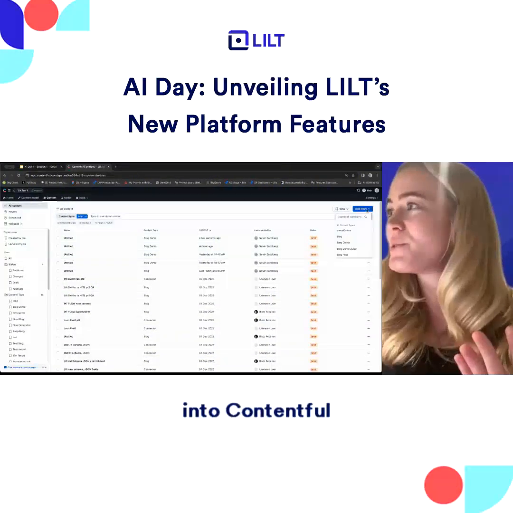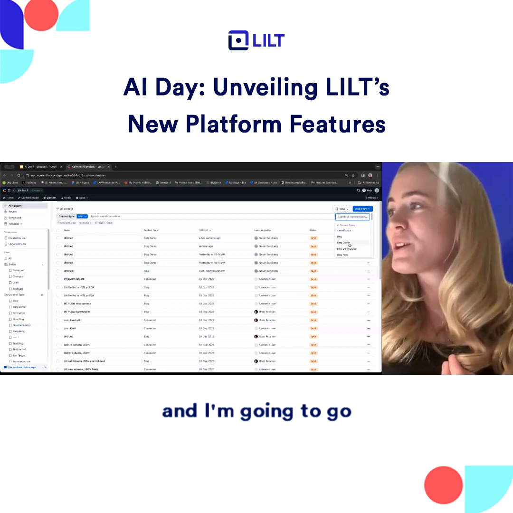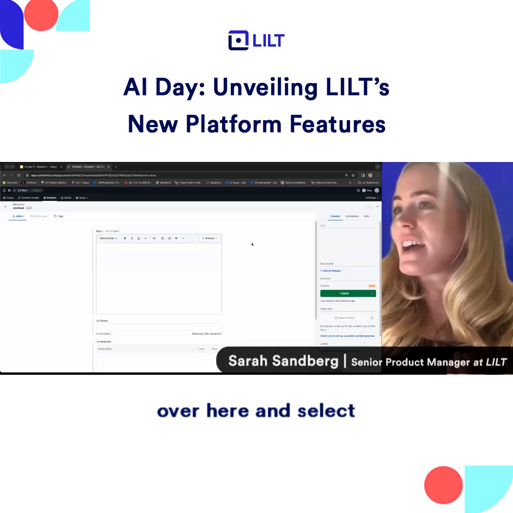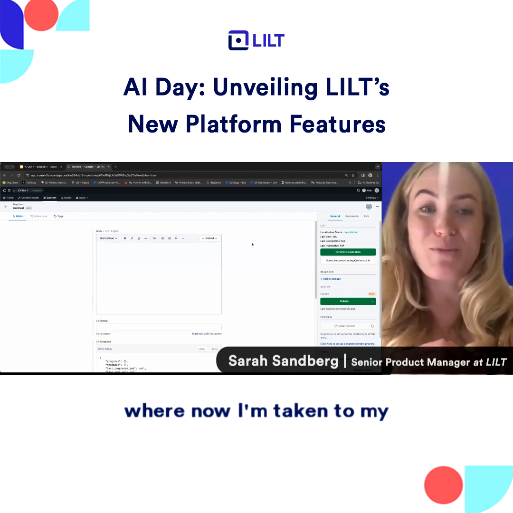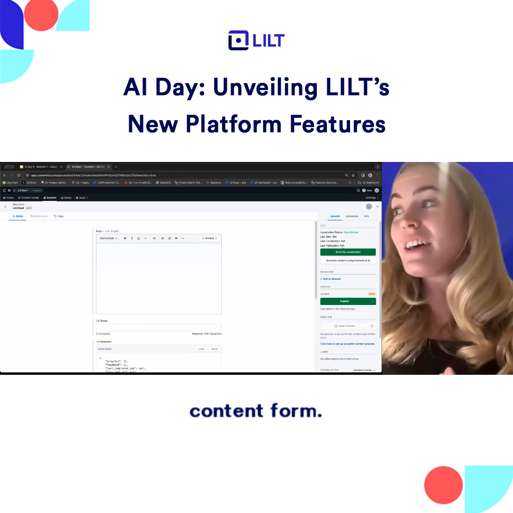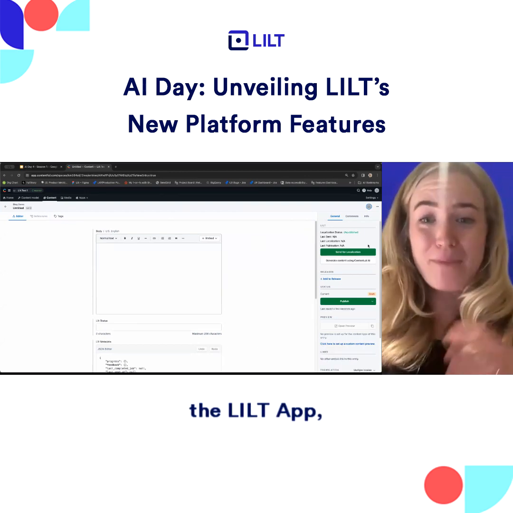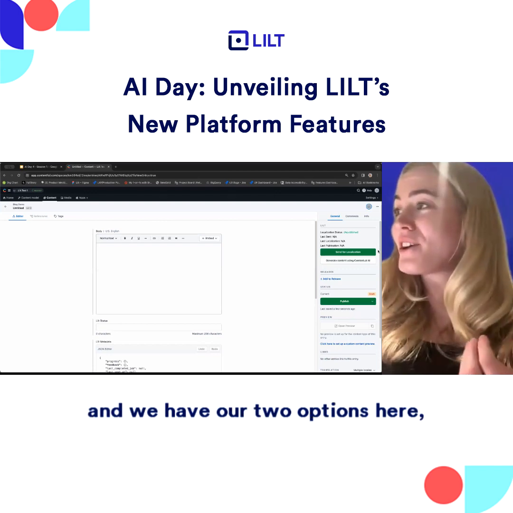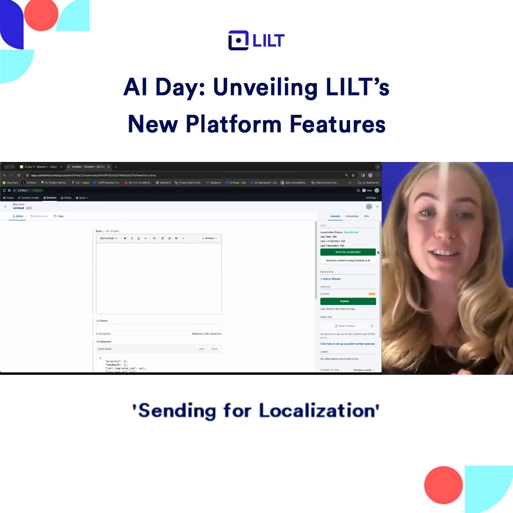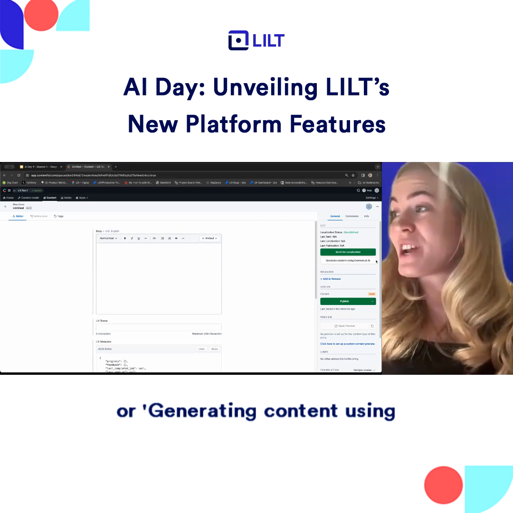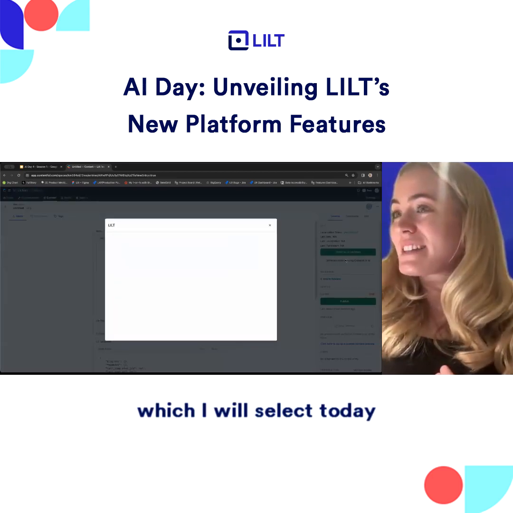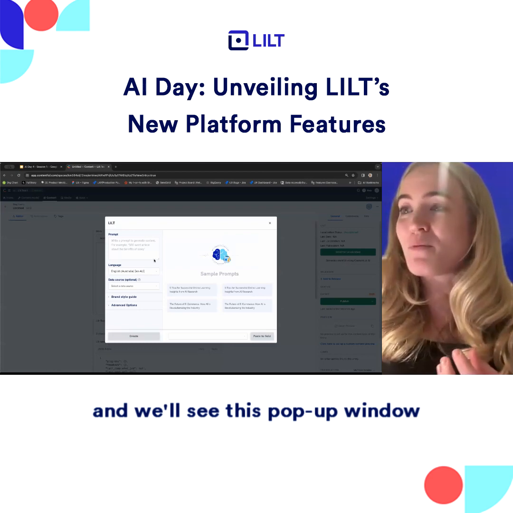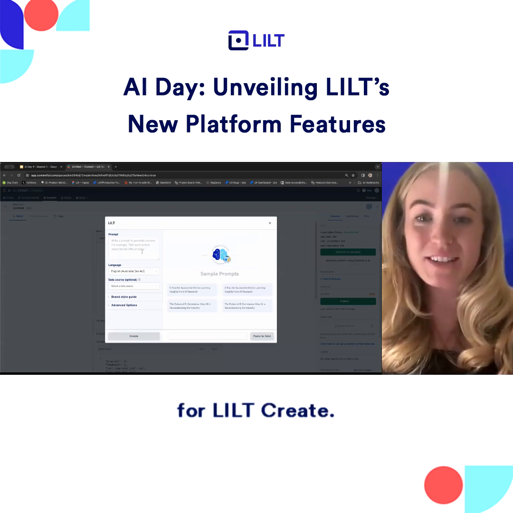So I'm already logged into Contentful, and I'm going to go over here and select a blog post where now I'm taken to my content form. On the right-hand side, we can see the LILT app. I've already downloaded this, and we have our two options here, which are sending for localization or generating content using contextual AI, which I will select today, and we'll see this pop-up window for LILT Create.